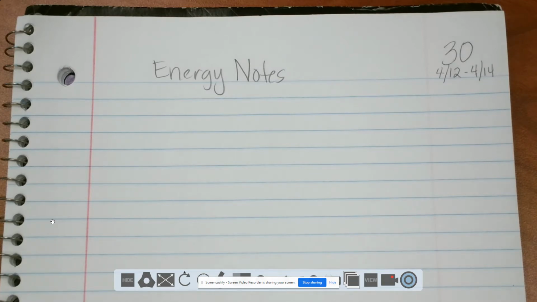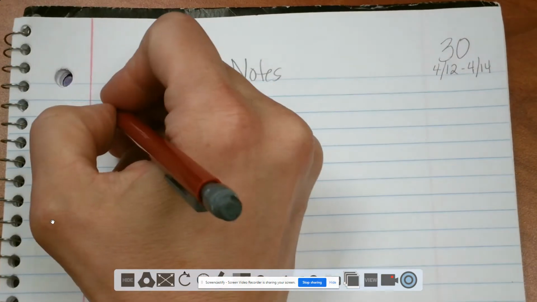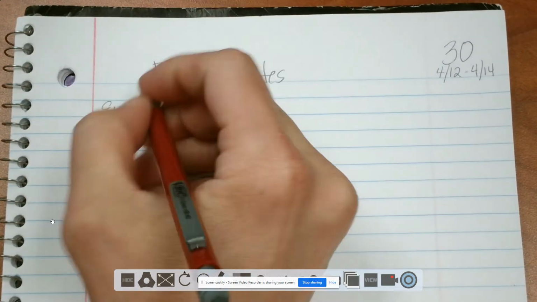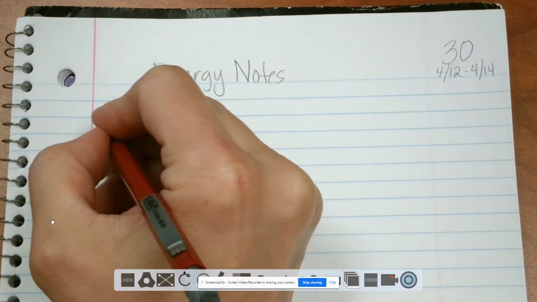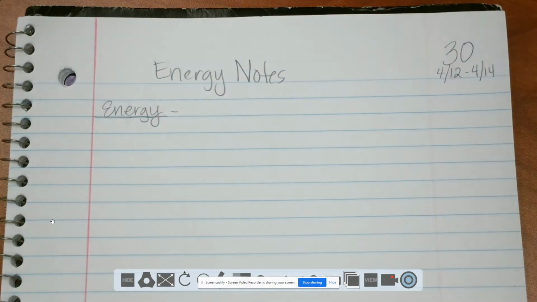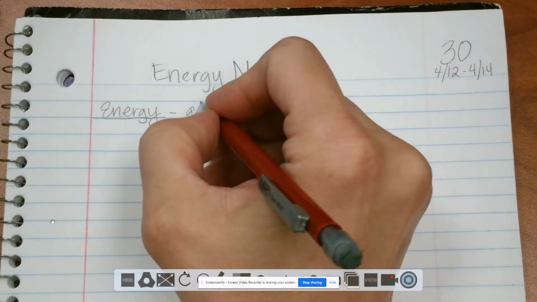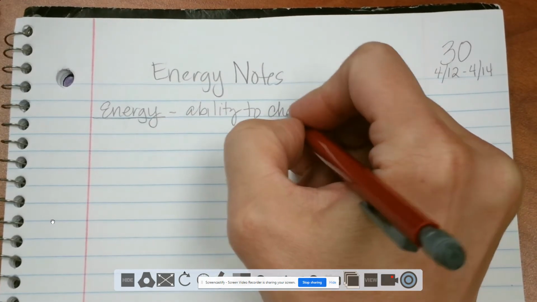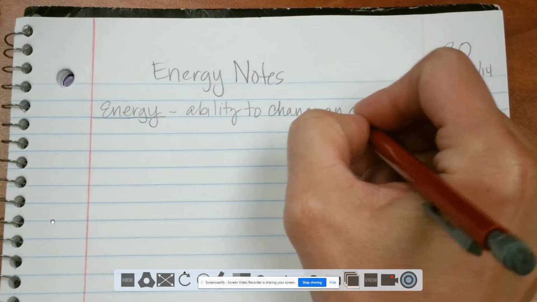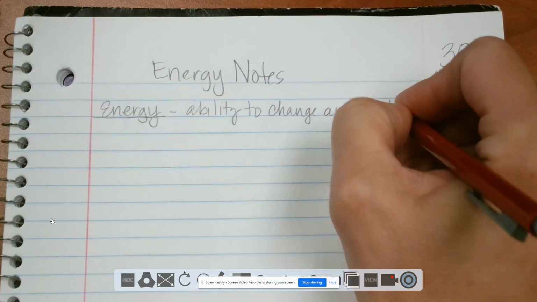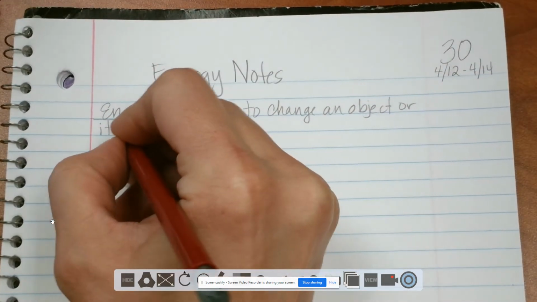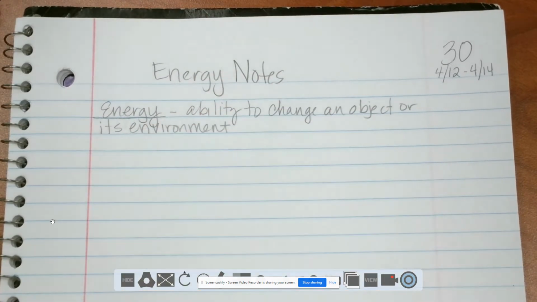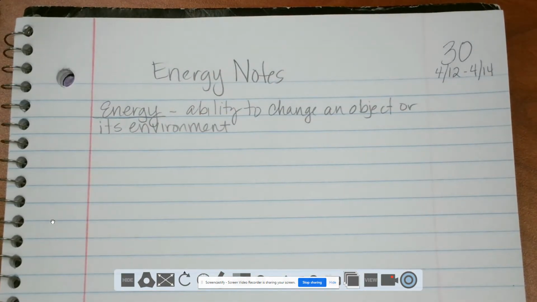Okay, so we're going to talk a little bit about energy in general, and then we're going to break it down into the forms so we can do the math. So let's talk about the definition. Energy, just as its own definition, is the ability to change an object or its environment. So that's the general definition of energy.